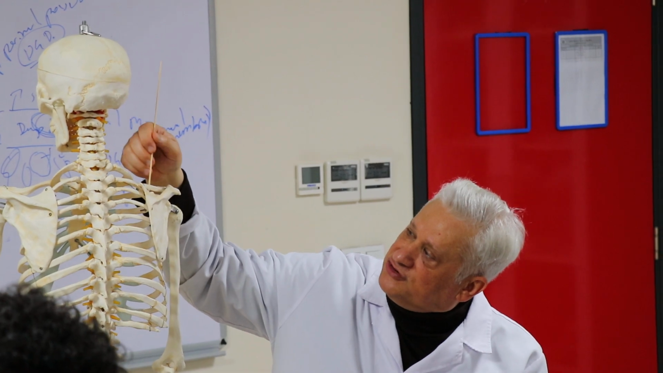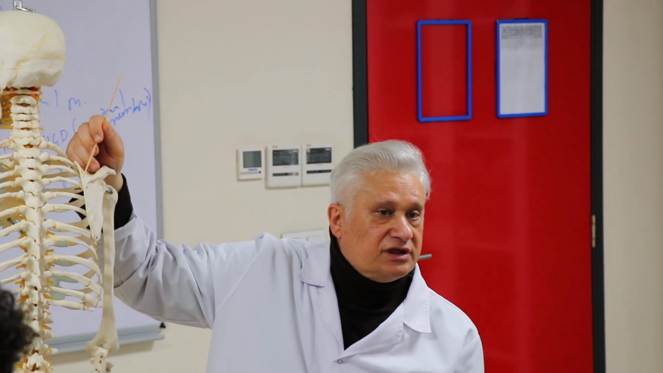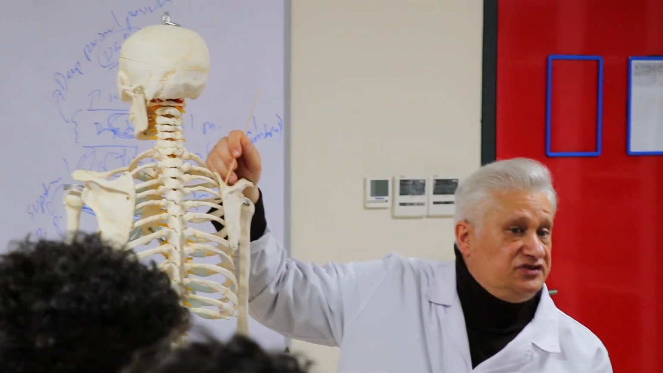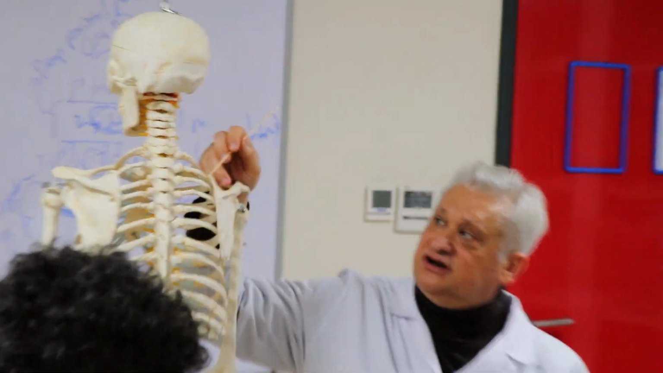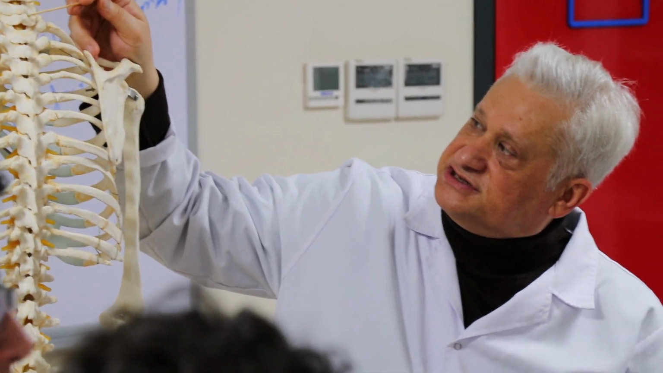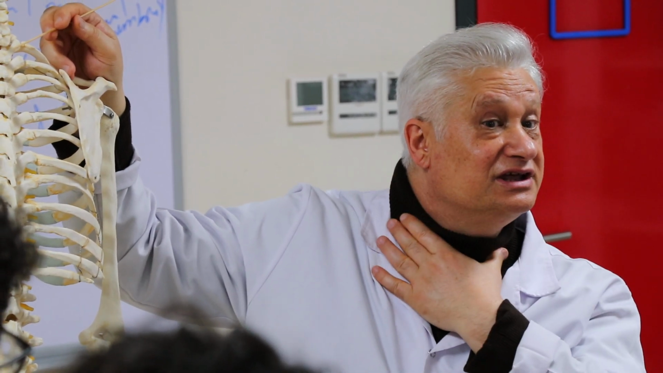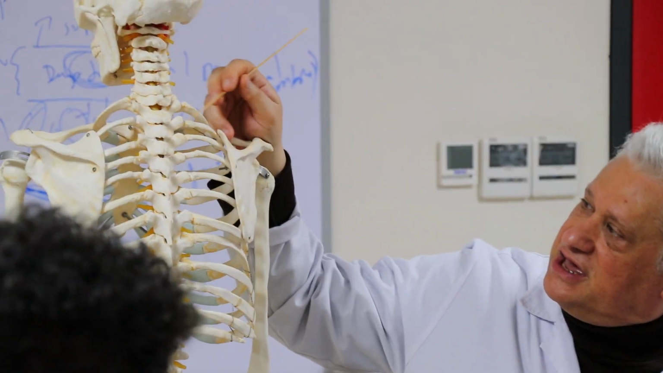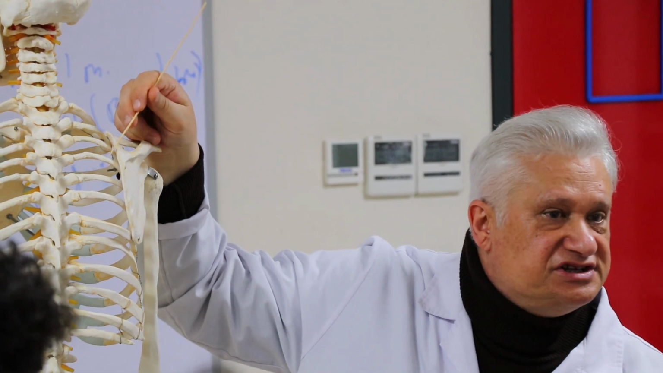And then we have rhomboid minor and major. Rhomboid minor is what? Well, what's the origin of rhomboid minor? C7, C8 and T1, right? Is that correct? C7, T1, right. And then it attaches to the medial border of where the spinous process starts.